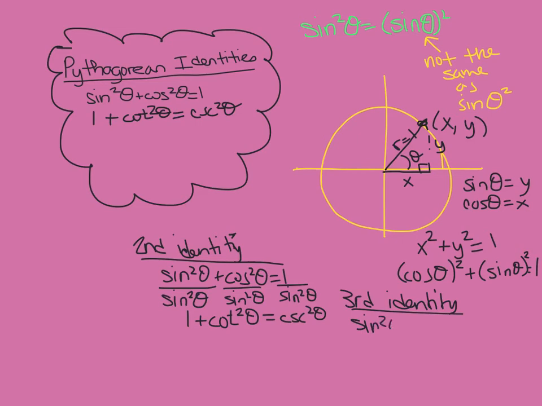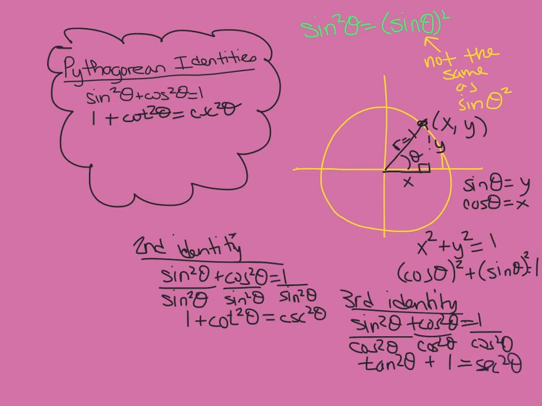So I start off, I have sine squared theta plus cosine squared theta equals 1. I'm going to divide everything by cosine squared theta. And then I use my other fundamental identities to simplify it. So sine divided by cosine is tangent. Cosine divided by cosine is 1. 1 divided by cosine is secant. You'll notice that when I divided these, by the way, I was able to divide them because they all had a squared. If they didn't have a squared, I wouldn't have been able to do that. So this gives me tangent squared theta plus 1 is equal to secant squared theta.